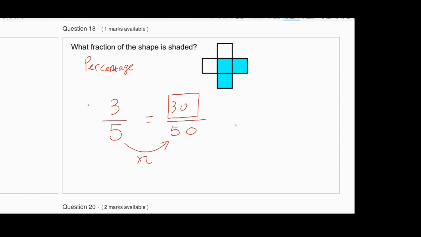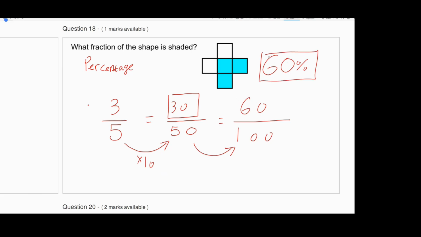Brilliant. Now, what is that going to be out of 100? What is that going to be out of 100 then? 60. Brilliant. So we can say that 60% of that shape is shaded. That came up in 2020, so it's quite a common question.